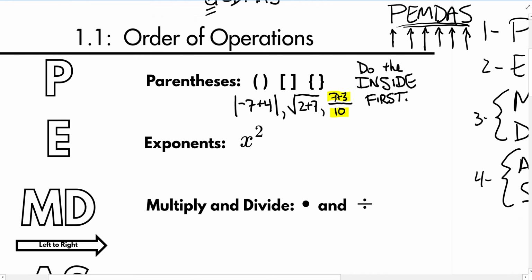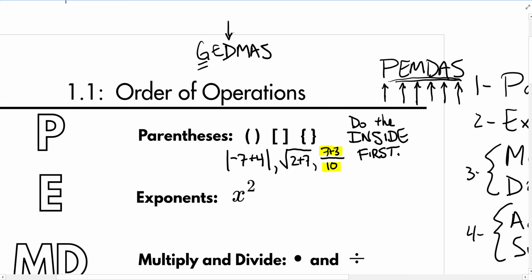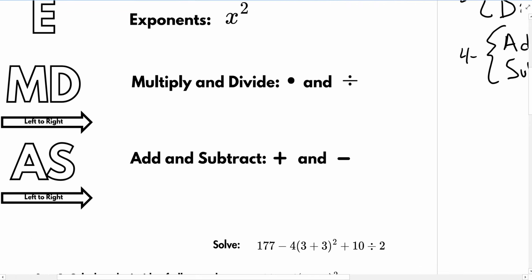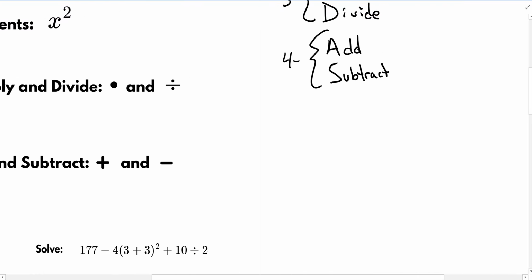Multiply and divide could be, as I showed here, this is divide, this is multiply. I could say GEDMAS, I could say GEMDAS. Doesn't matter, because multiply and divide have the same priority, so we do them as they appear from left to right. So let me do a quick example.